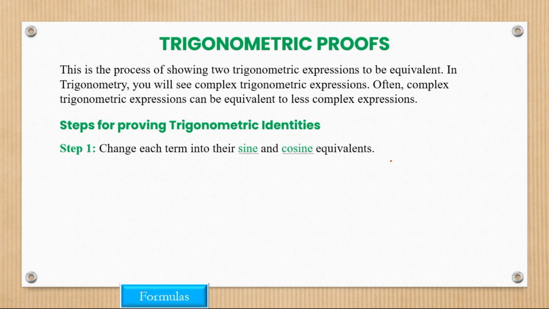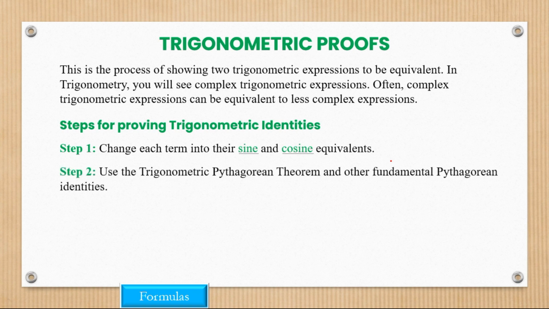So steps for proving trigonometric identities. Step 1, change each term into their sine and cosine equivalents. So let's see how that happens. In case you're given something complex where it's in terms of sec or in terms of cot or in terms of cosec, it will actually be helpful if you can change them into their sine and cosine equivalents.